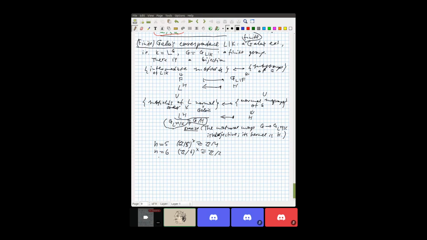Z mod 9. Z mod 9 is okay. It is Z mod 2 times Z mod 3. Okay. And now we have to construct an extension.